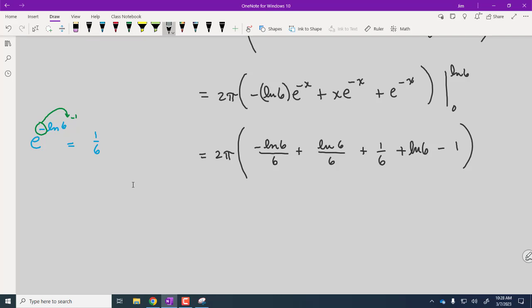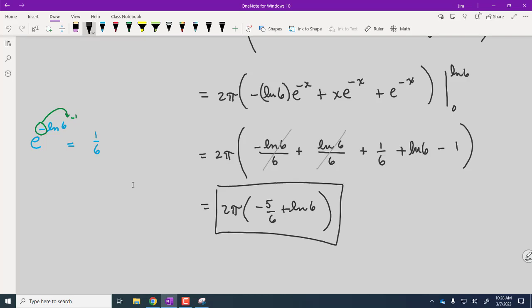We have some cancellation. Negative, positive, those go away. And we'll end up with 2 pi multiplied by negative 5 over 6 plus natural log of 6. Which we can just leave like that. You could distribute the 2 pi if you want. You could do a whole bunch of things. We'll just leave it like that.